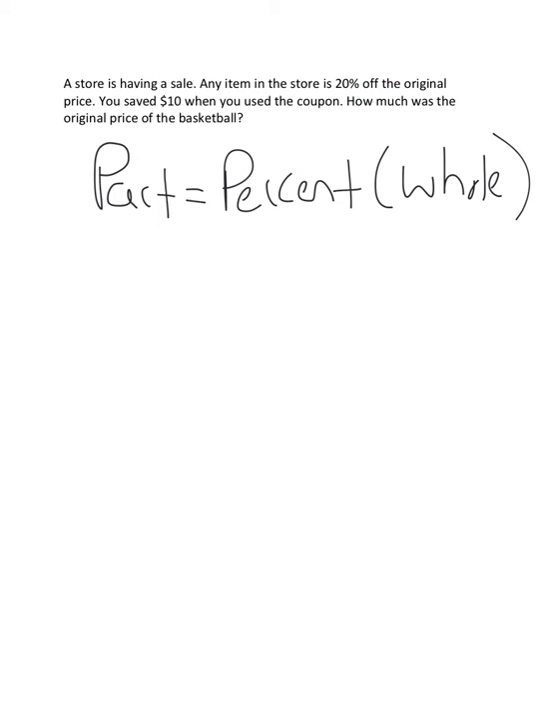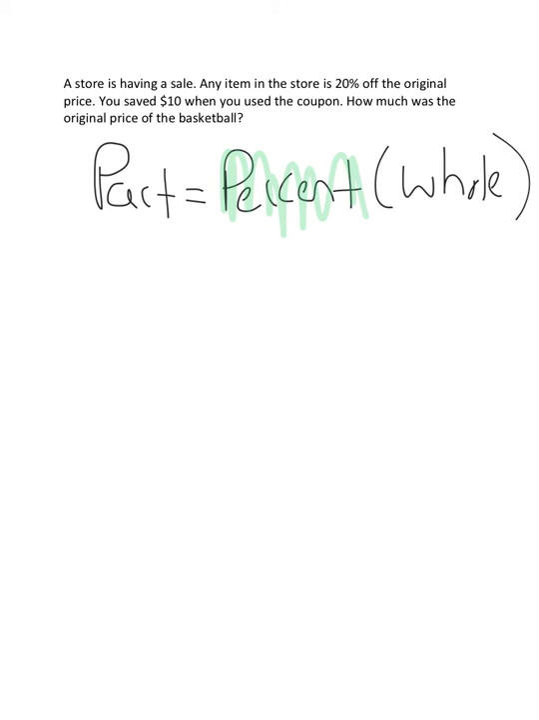Question 2 is going to read, a store is having a sale, and the item in the store was 20% off the original price. You saved $10 when you used the coupon. How much money was the original price of the basketball? So we want to use a percent equation, and the percent equation is part equals percent times whole. Let's start identifying our key parts to our equation. So we'll look at our percent first.